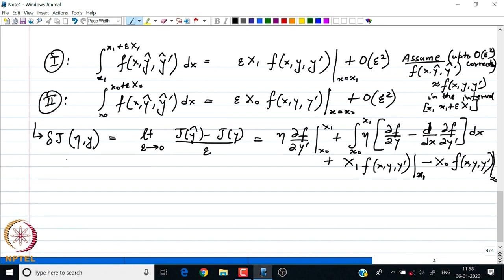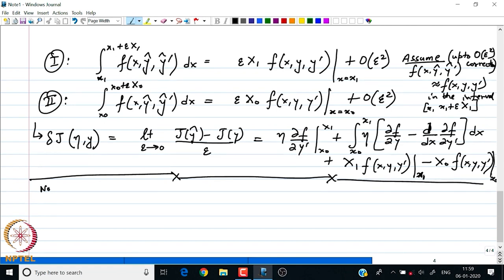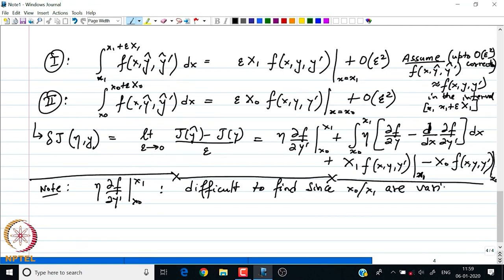Although we have written this variation, we know that these points small x naught and small x 1 are still variable. So this is not in a form that we are ready to evaluate. Let us now do a little bit more simplification. So far we have expressed the variation in a more convenient form. What I just said is the following. Note that this quantity, eta times partial f partial y prime at x naught and x 1, is difficult to calculate, since my points x naught and x 1 are variable, and we need to find a generalized natural boundary condition.